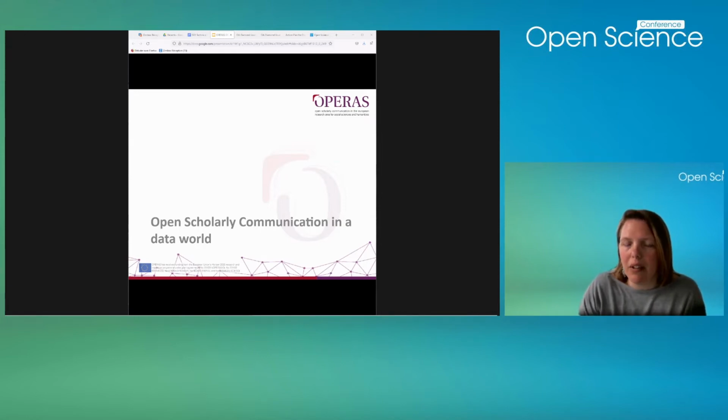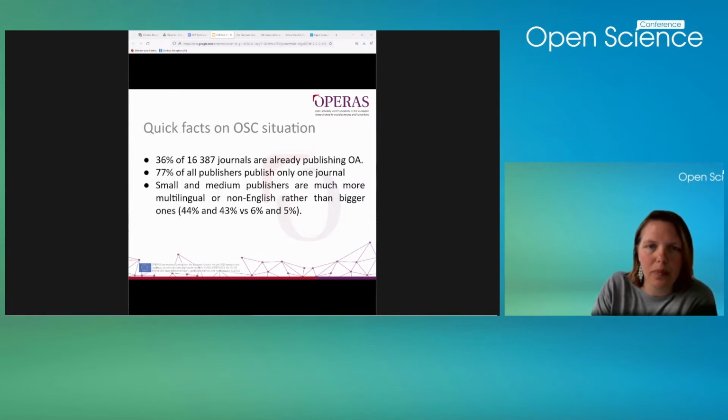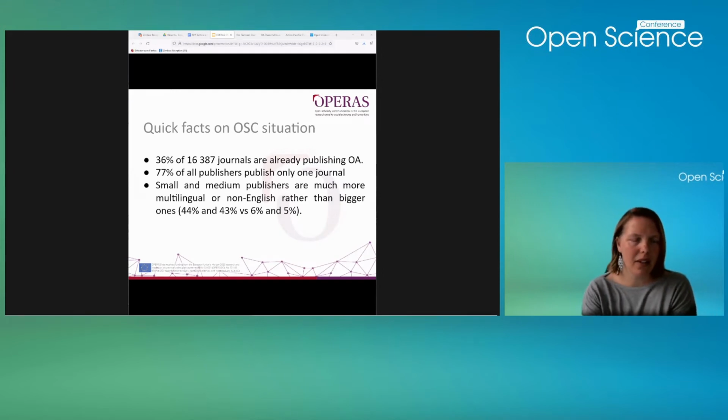And I'm quoting here, I guess you all know that, one of the three main objectives of the European Commission for Open Science and the EOSC, so it was written in the EOSC partnership in 2021. So how open science becomes the new normal. So some quick facts on the open scholarly communication situation.